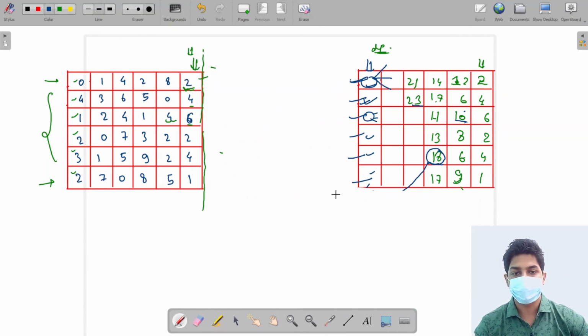I think this has been clear to you guys. Now let's try to code this out, and let's see whatever we have discussed, whether it is correct or not.